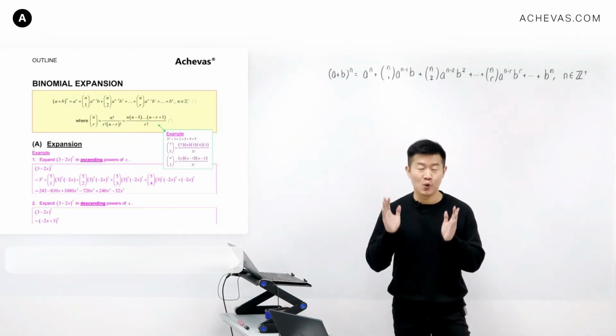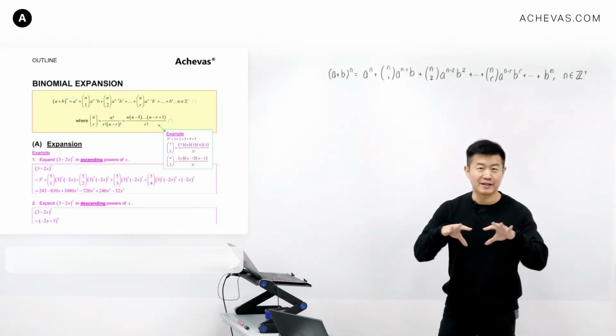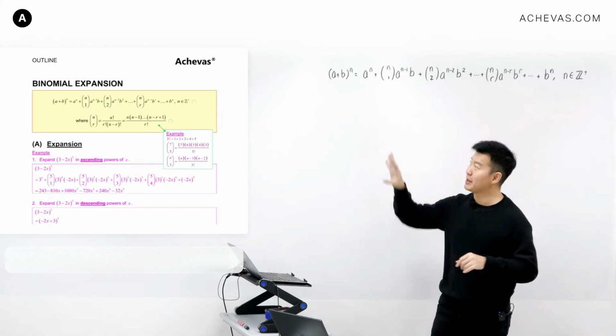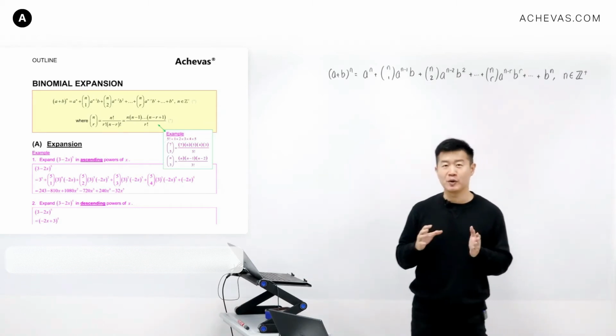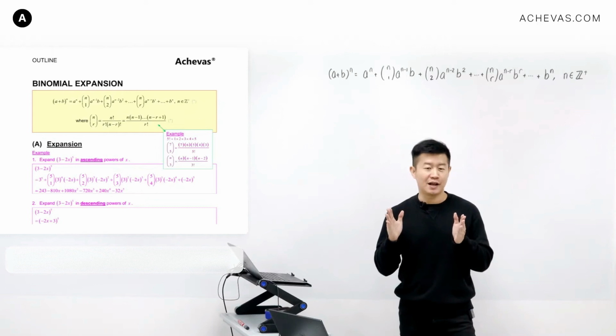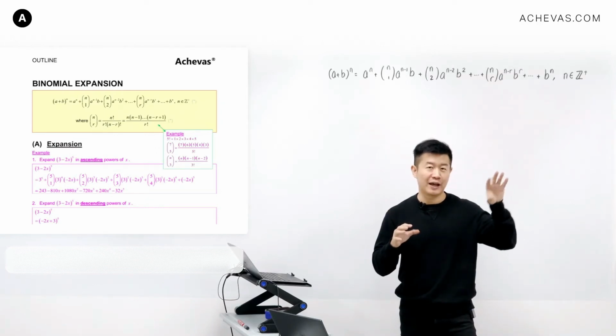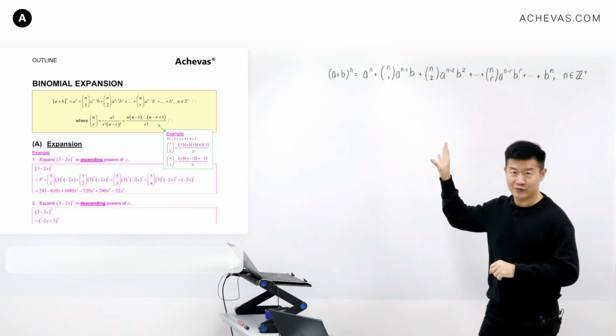Bicycle has two wheels. Bisector will divide something into two parts. So in this topic, binomial expansion, we are going to be working on two terms, and we're going to discuss how two terms, when it is to the power of n, can be expanded using this formula here.